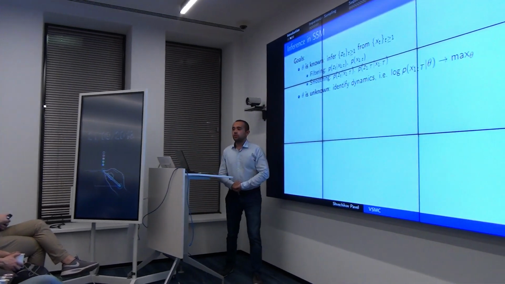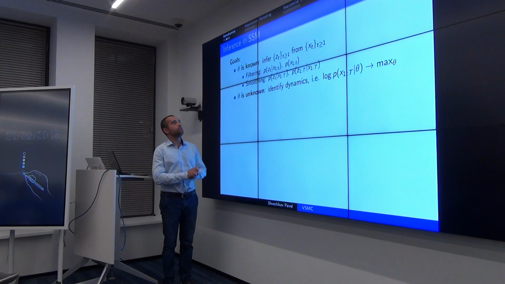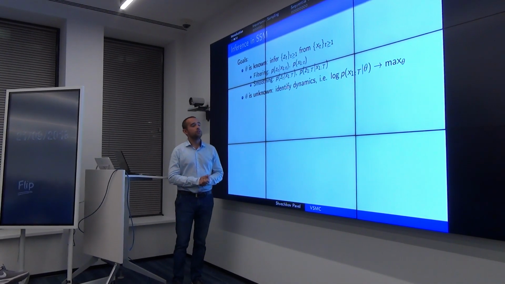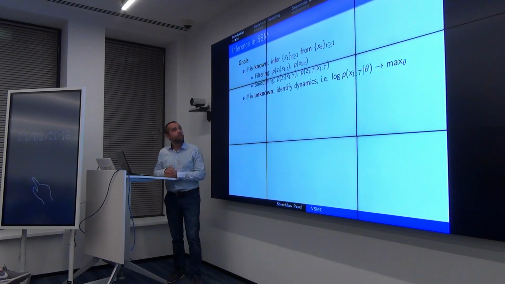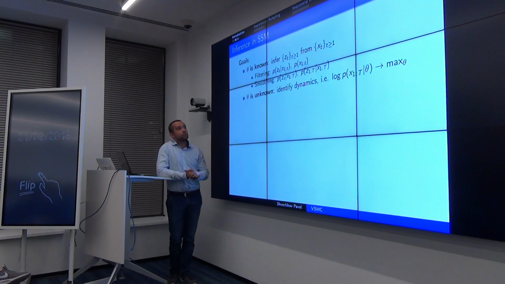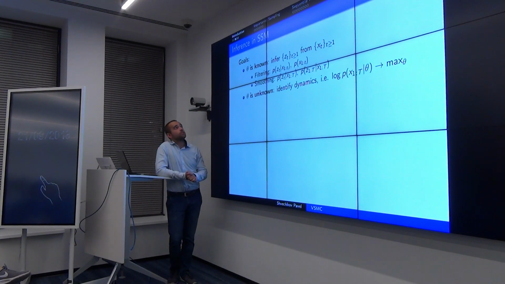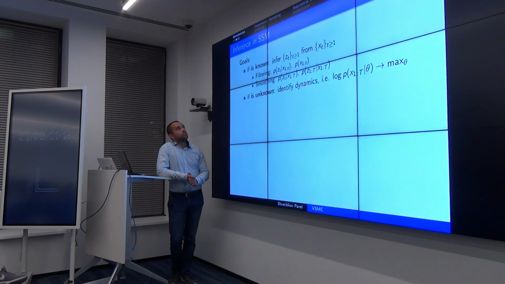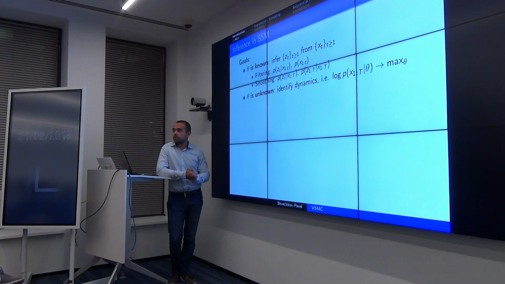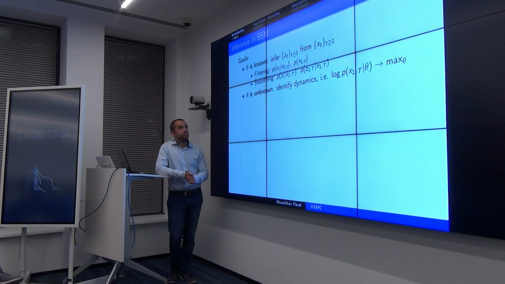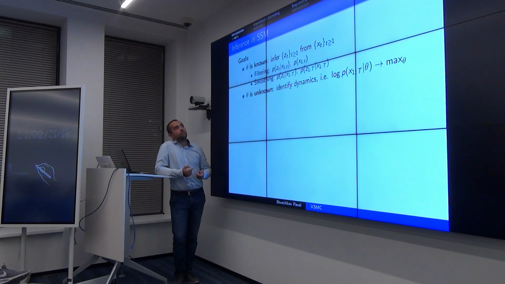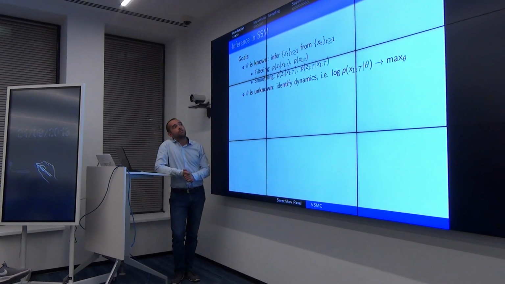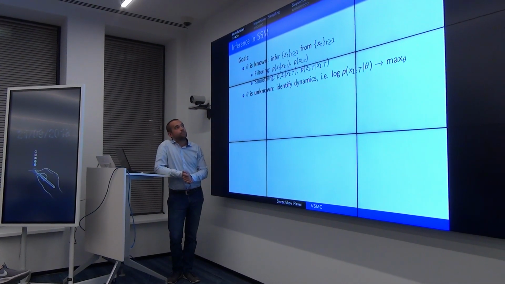So the goals which are often considered with respect to state-space models are numerous. I just included some of the most popular ones. The first is the setting when theta is known. Theta, I remind you, is the parameters of our dynamics, of the transition function F and the emission function G. In this case, what we may be interested in is the inference of the hidden latent variables Z from the observations X.